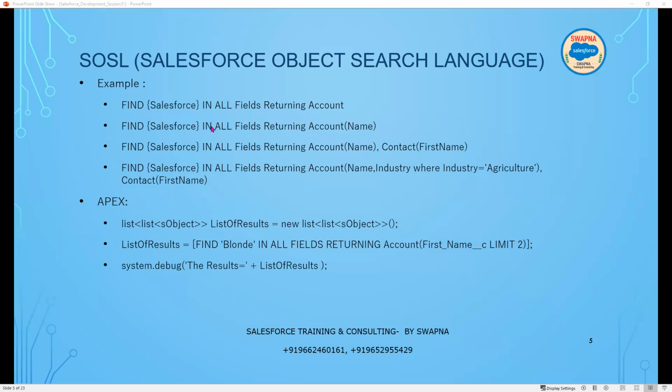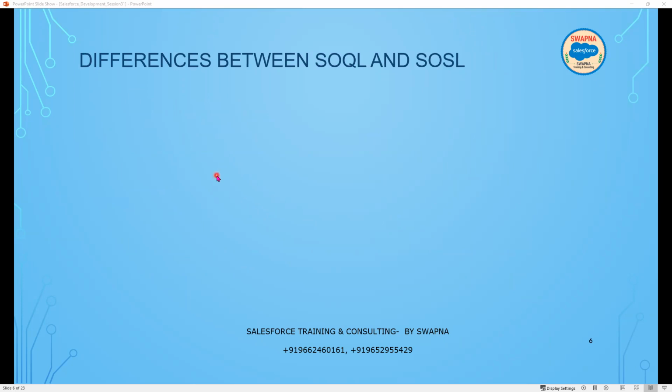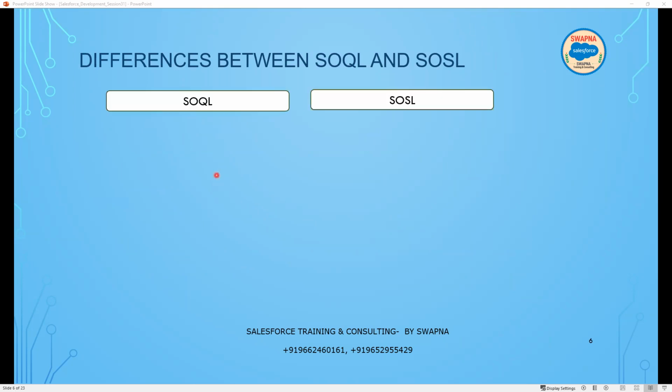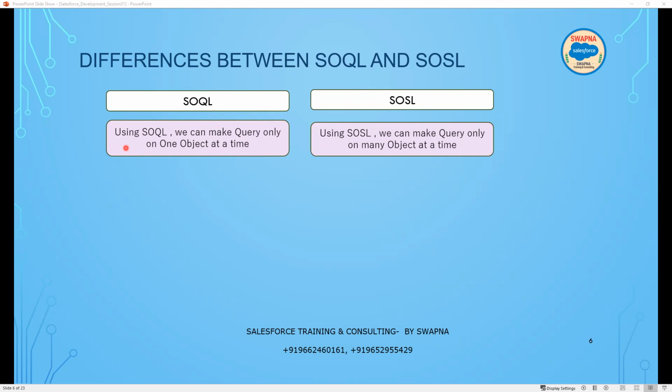Let's see the differences between the SOQL and SOSL. By using the SOQL, we can make a query only on one object at a time. Either you can query on the account or you can query on the contact. By using the SOSL, you can query on multiple objects at a time. And SOQL can query on all fields of any data type.